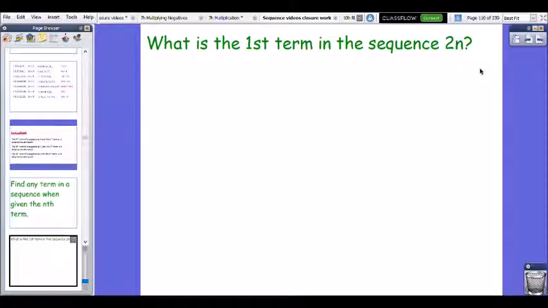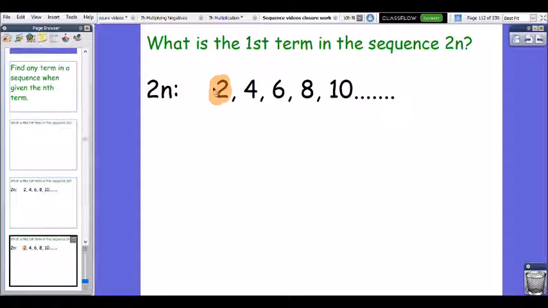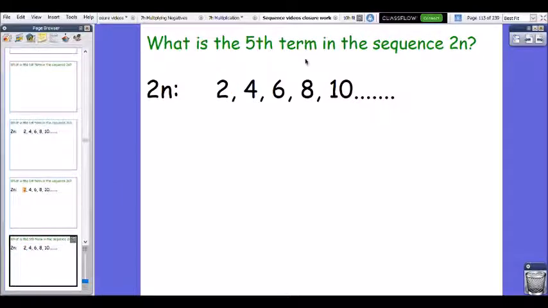Well, we know from the last few lessons that 2n is our 2 times tables. So the first term in that sequence would be 2, because my 2 times tables start off with a 2. Next question. What would the fifth term in the sequence 2n be? Well, by fifth term, I simply mean the fifth number in that sequence. So I'm counting 1, 2, 3, 4, 5. My fifth number is 10.